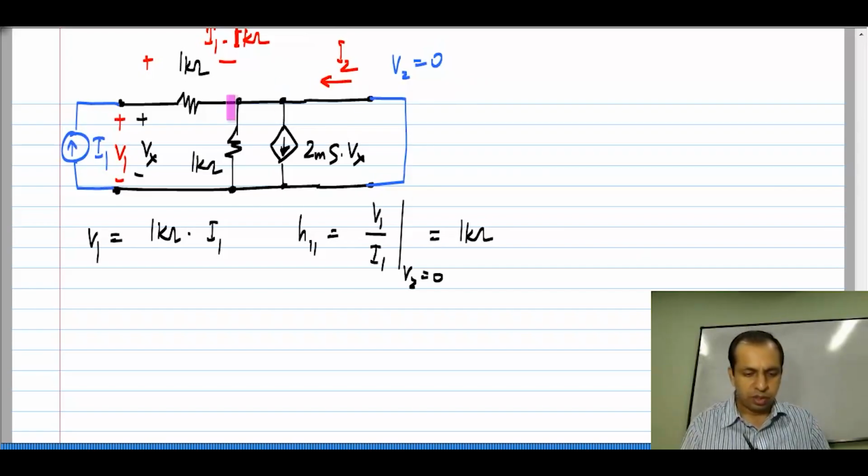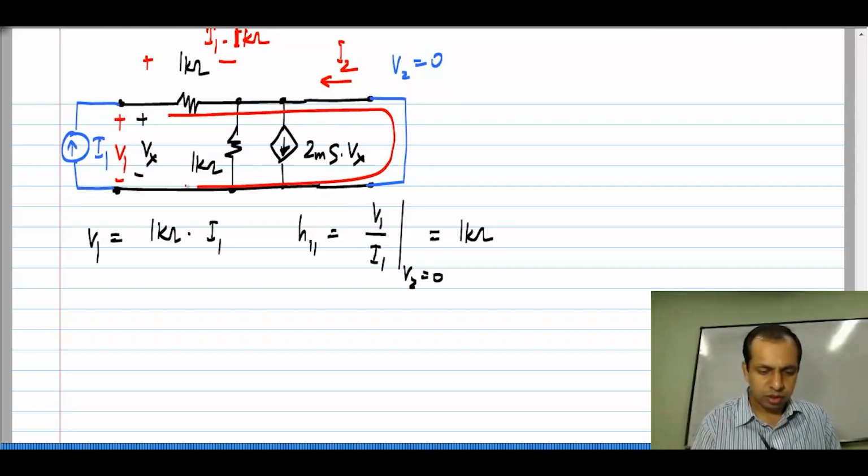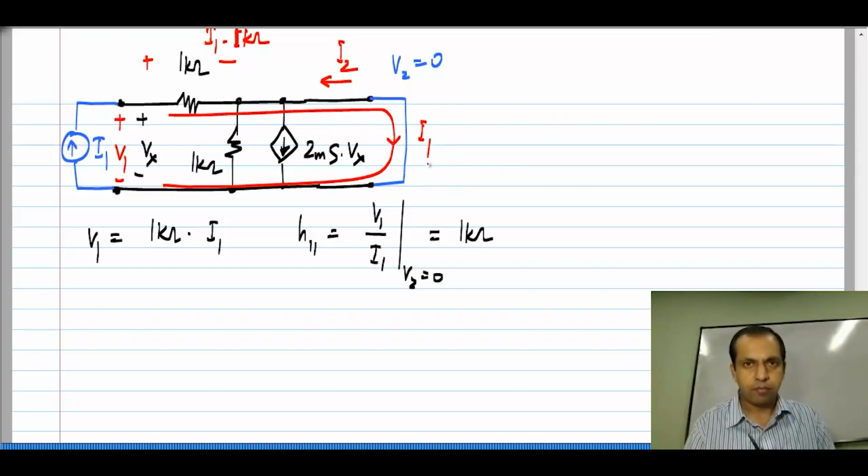Now, because of this short circuit, no current flows through this 1 kilo ohm resistor. Whatever I1 was there, this I1 flows into this 1 kilo ohm and through the short circuit. So, I1 flows that way, but that is not the only current that flows there, because we have the control source as well. And how much is the control source? It is 2 millisiemens times Vx, and Vx is nothing but V1, and V1 is 1 kilo ohm times I1.